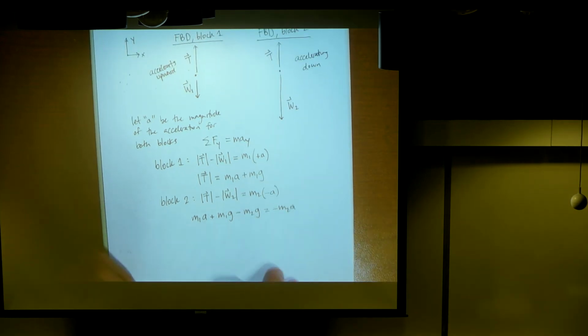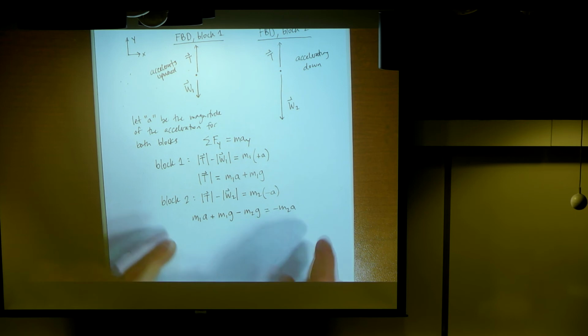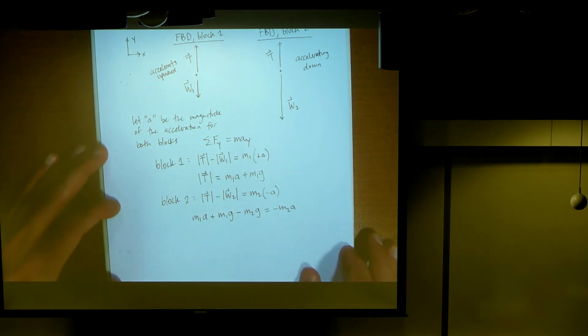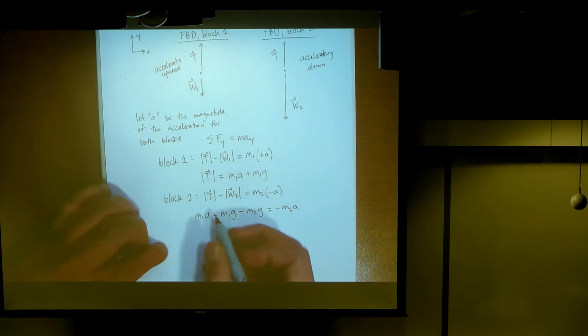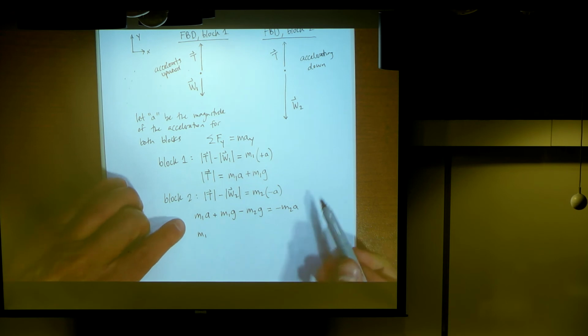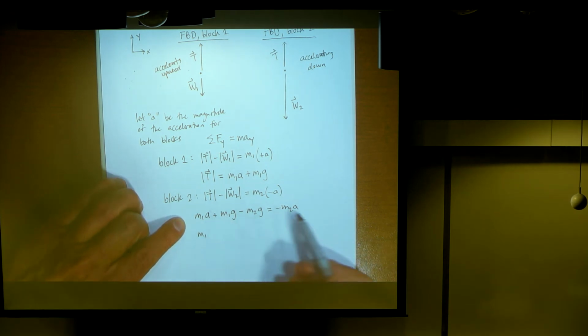So let's just shuffle things around. Let's put all the A terms on the left side of the equation. Let's put all the g terms on the right side. So here, I have M1 times A. I'm going to add to both sides M2 times A. It puts it over here, okay?